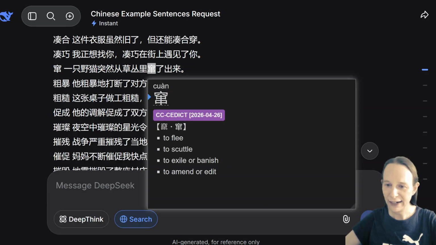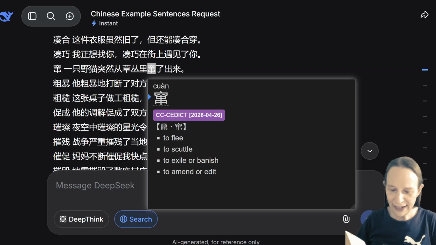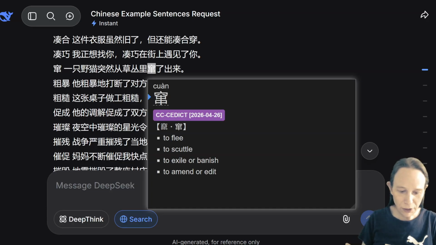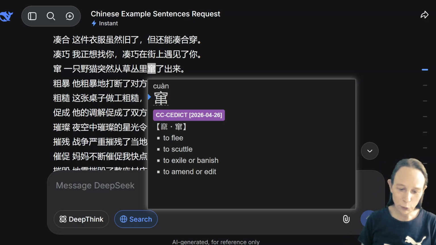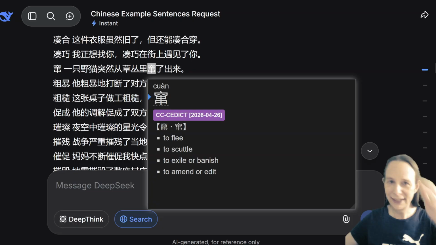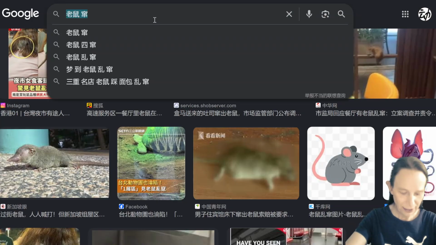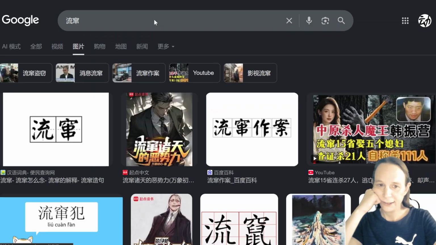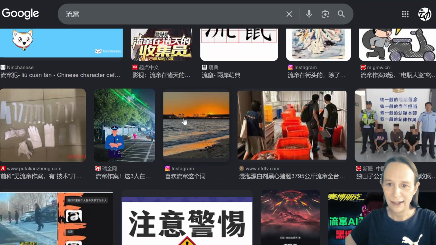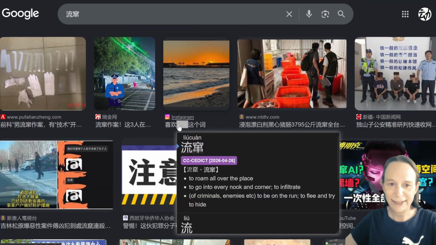Let's read the dictionary. 窜 defined as 乱跑, like chaotically run, 乱逃 or to chaotically escape. All right. 多用于贬义. Oh, all right. Negative situations. 流窜, 逃窜, 奔窜. Let's put those into Google image search, see what comes up. 流窜. What do you reckon it means?